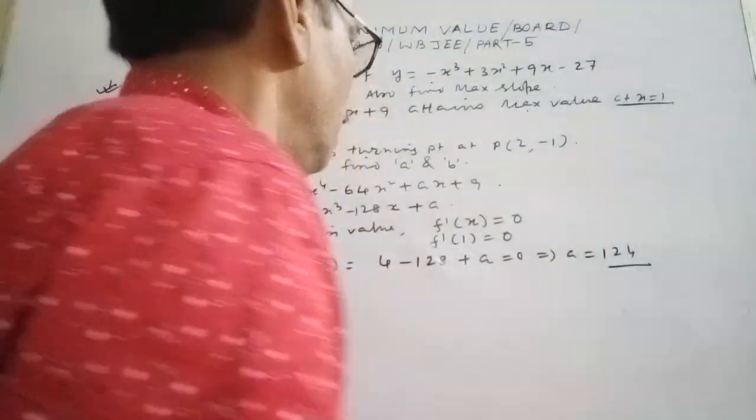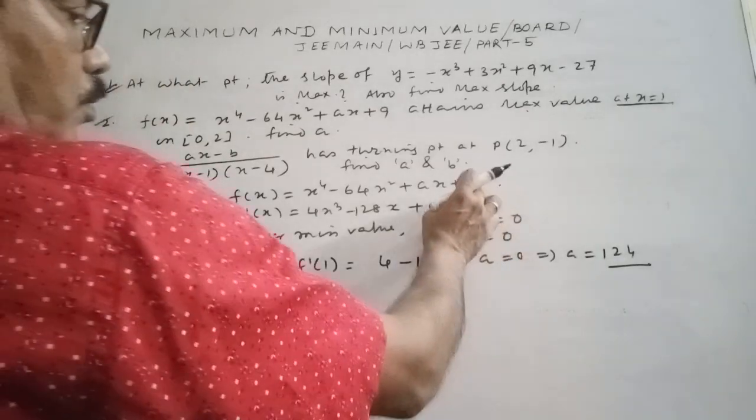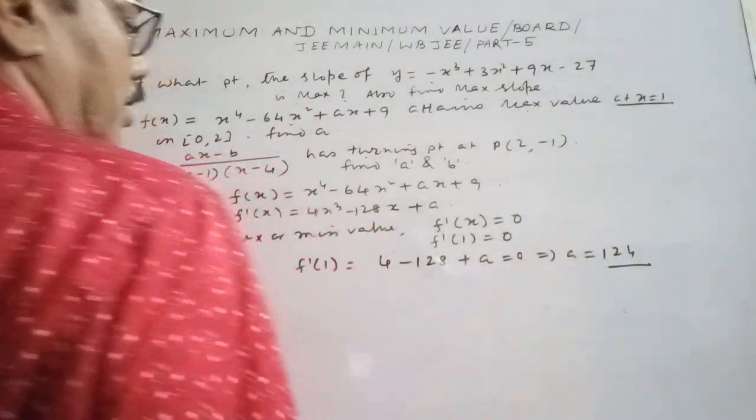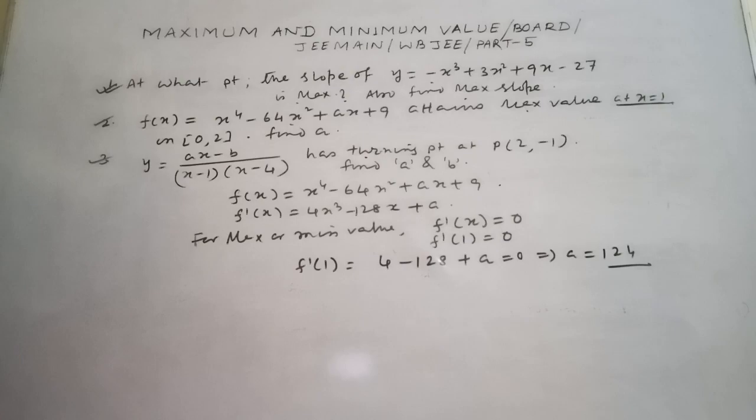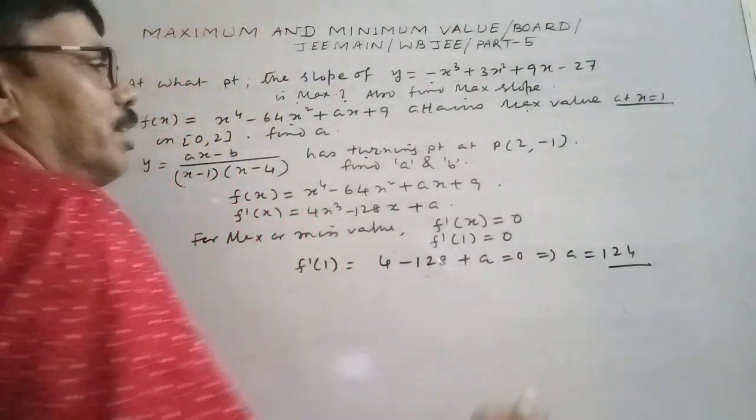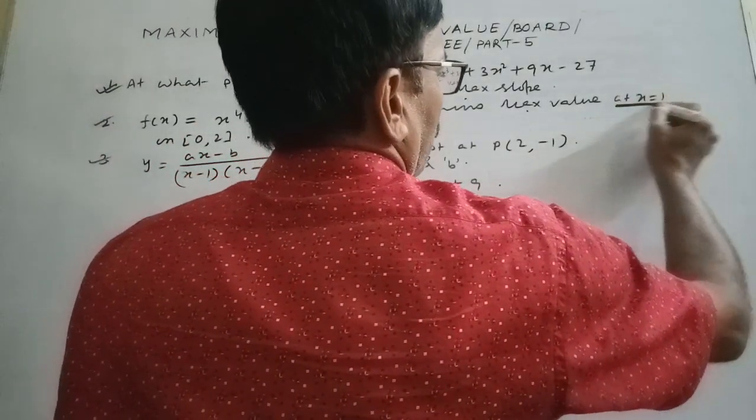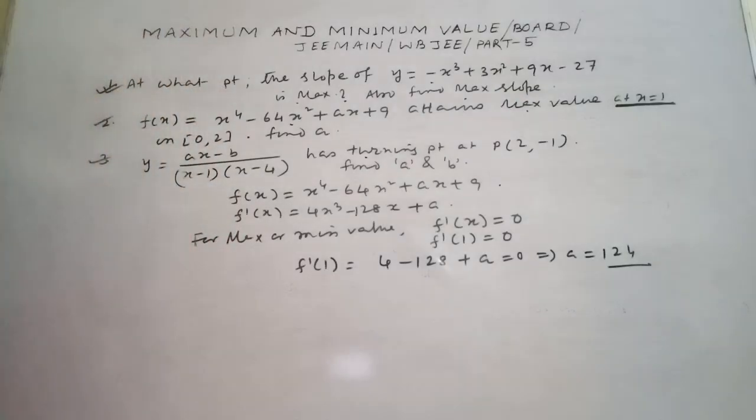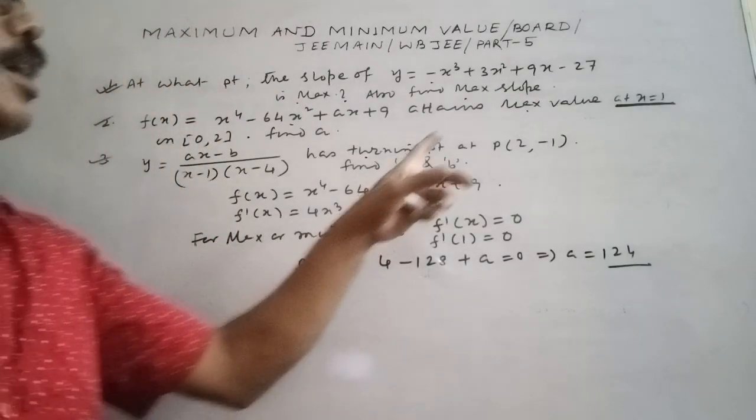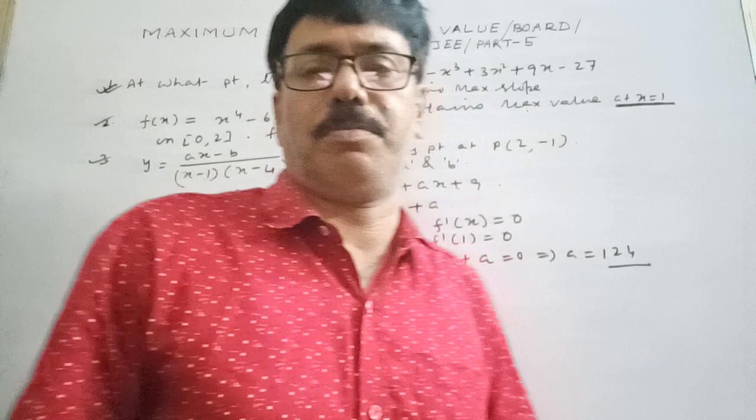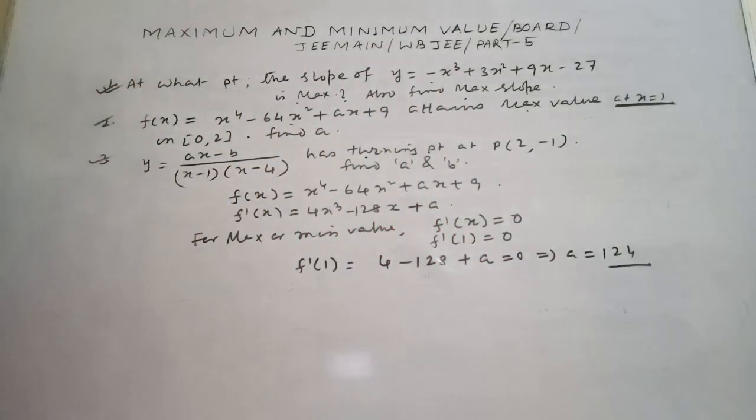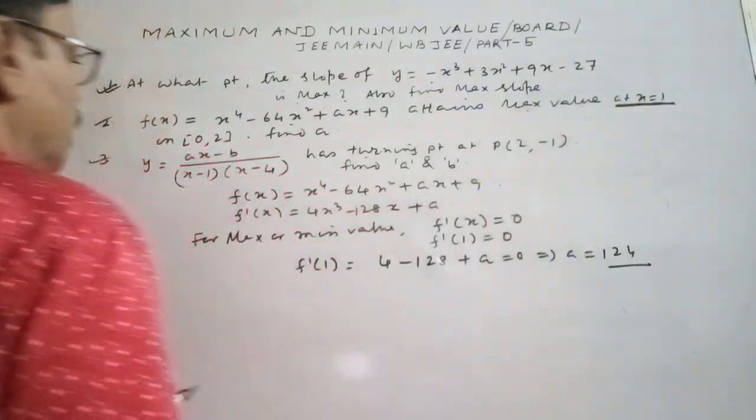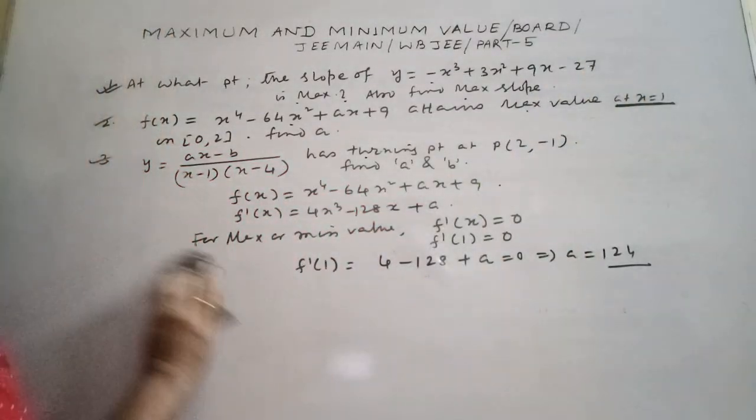Now you may verify that f double dash x at x equals 1 is less than 0. But here it is a competition problem, no need of verifying, because it is given that at x equals 1 it is maximum. So this is a very simple problem.